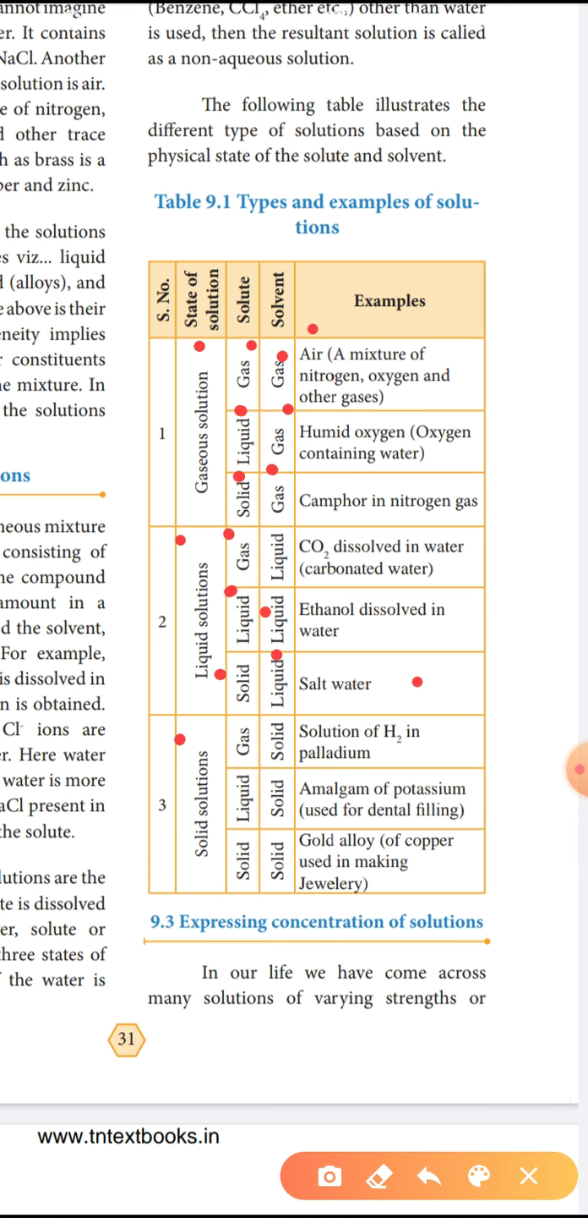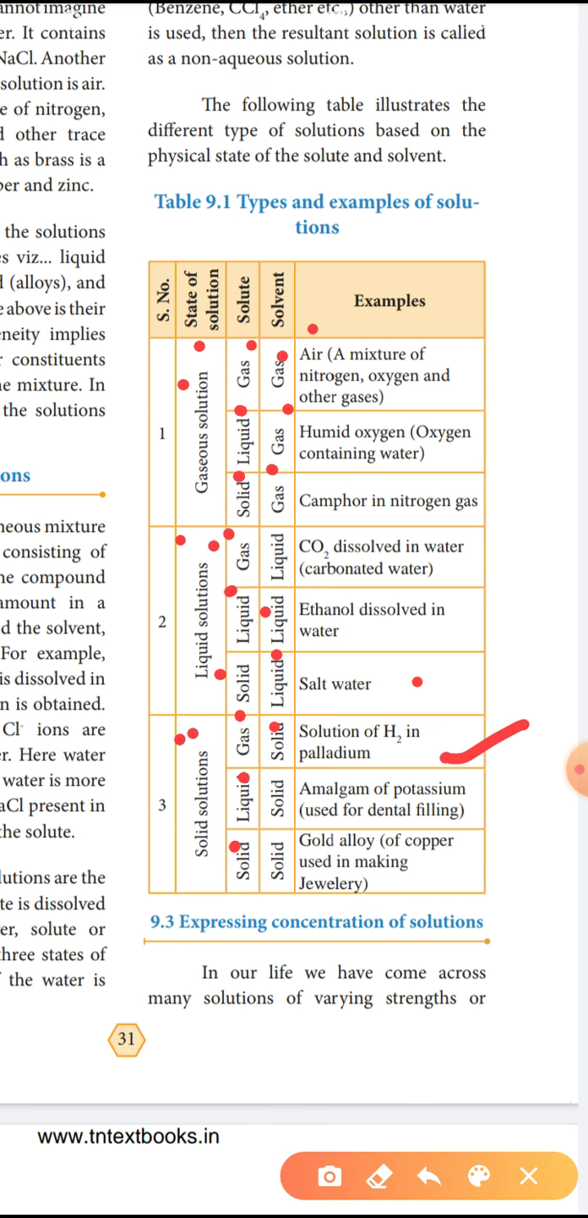Third type is solid solution. Here solid is the solvent. Liquid solution means liquid is the solvent. Gaseous solution, we are taking gas as the solvent. Here, gas in solid: solution of hydrogen in palladium. So hydrogen gas is mixed in palladium. Next, liquid in solid: amalgam of mercury used for dental filling in dental clinics. Next, solid in solid: gold alloy with copper used in making jewels, copper mixed with gold.